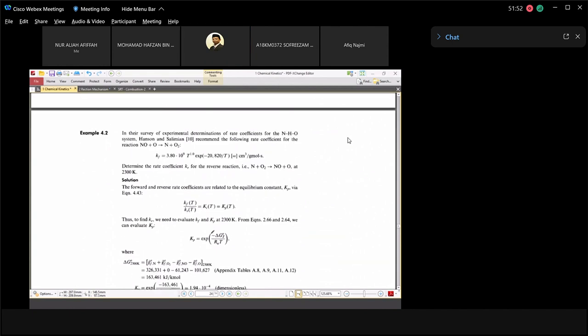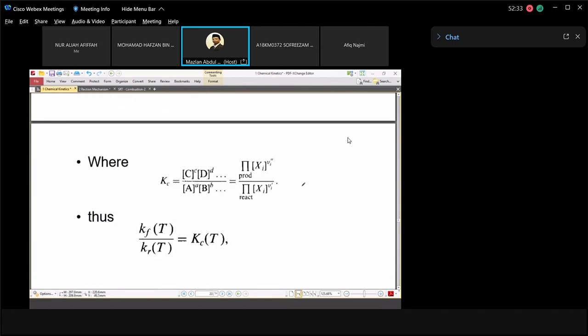Example 4.2. In their survey of experimental determination of rate coefficients of the NHO system, Hansen and Salimian recommend the following rate coefficient for the reaction. This is a one-step global reaction, NO plus O producing NO2, where Kf is equal to this one. Determine the rate Kr for the reverse reaction at temperature 2300. The forward and reverse rate coefficients are related to the equilibrium constant Kp via equation 4.43 just now.